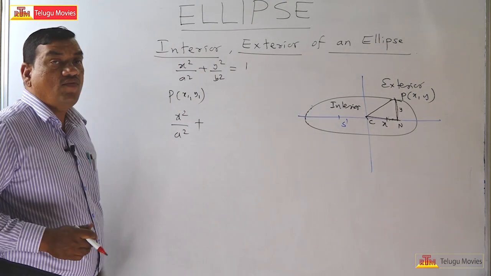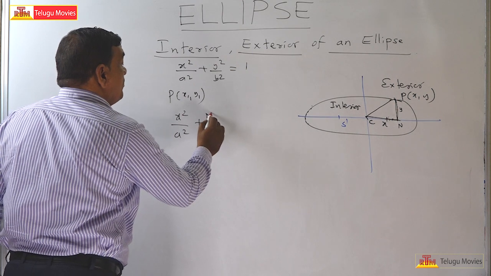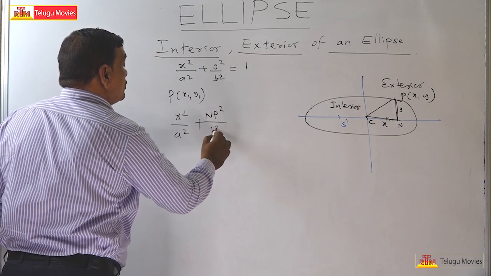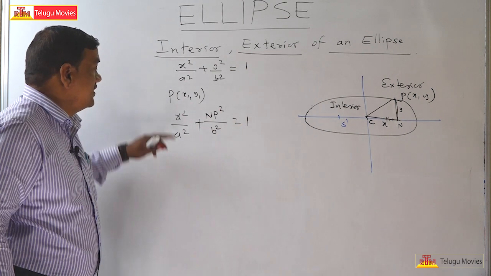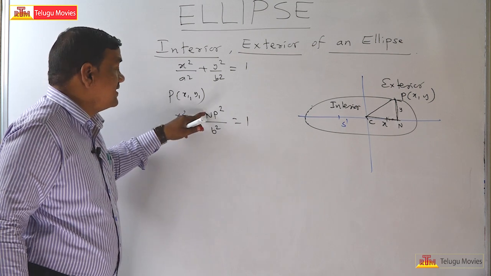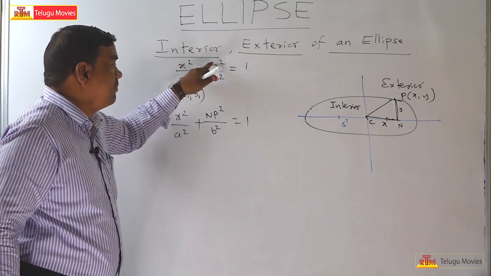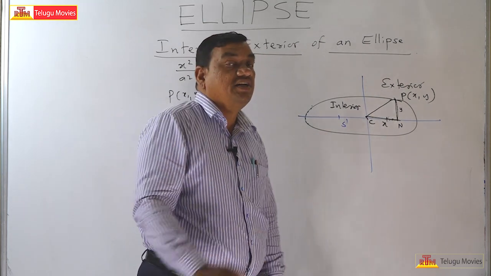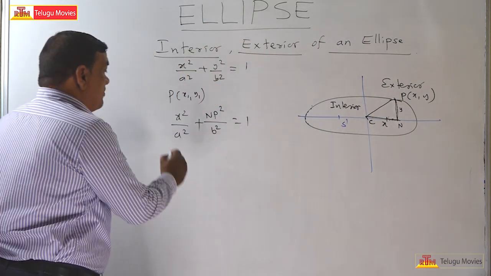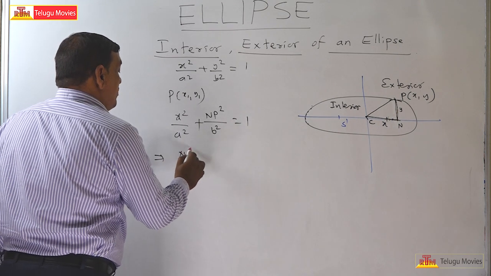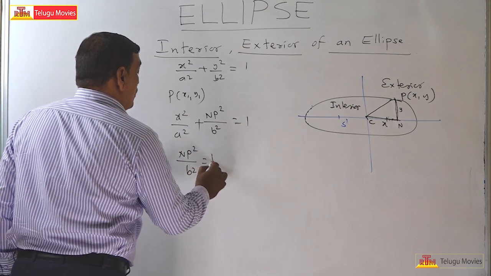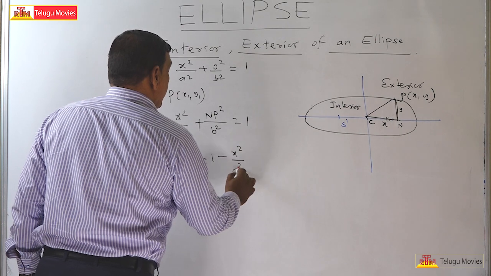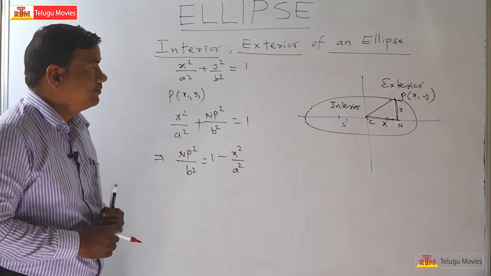So in place of y, can I write NP square by b square is equal to 1. So here, x square by a square plus NP square by b square; in place of y, I can write NP, that means the vertical distance. So from this, NP square by b square is equal to 1 minus x square by a square.